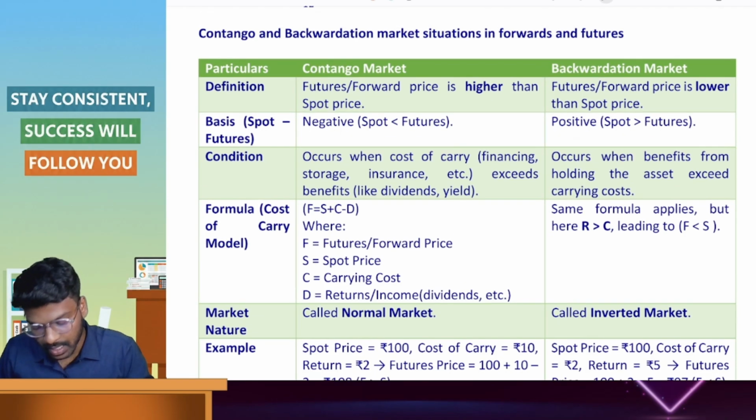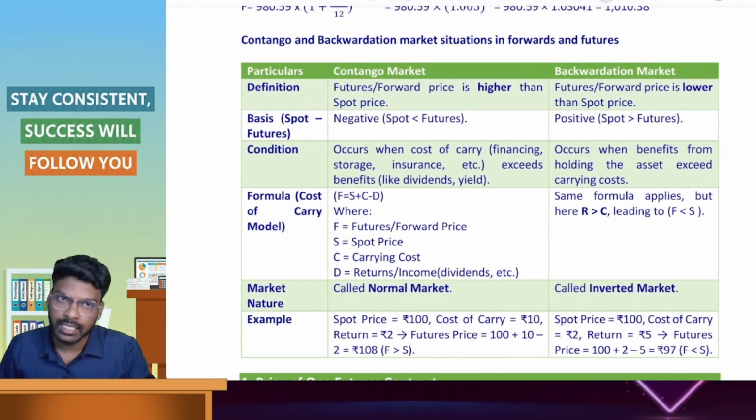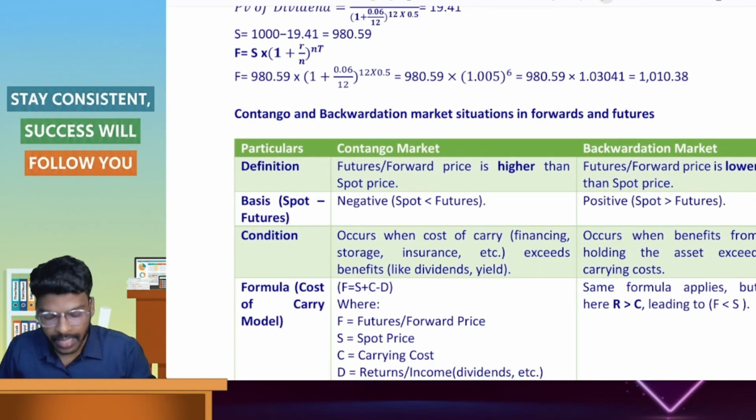You can remember this. If the future price is higher than the spot price, it is a contango market. If the future price is lower than the spot price, then the market situation is backwardization. This will give you 2 marks. In case some question is asked for 6 marks, then this can be part of the 2 marks.